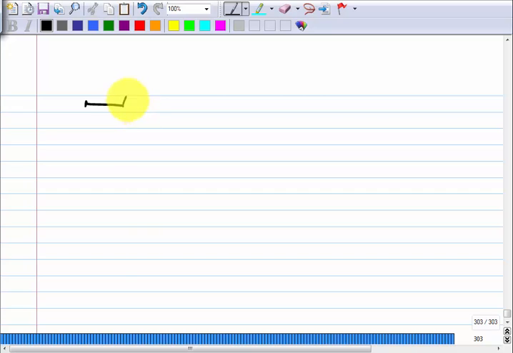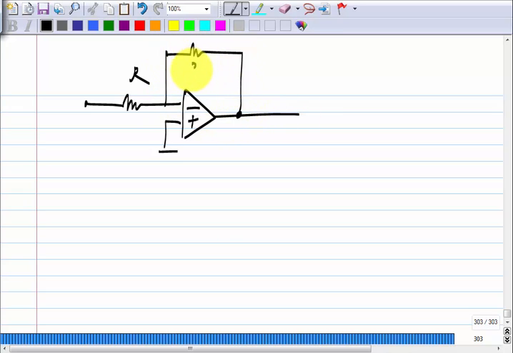And if I have this, what is the ideal output? What should be the output ideally? Minus 2 VI. And what is the unity loop gain frequency here? GM1 by 2CC.